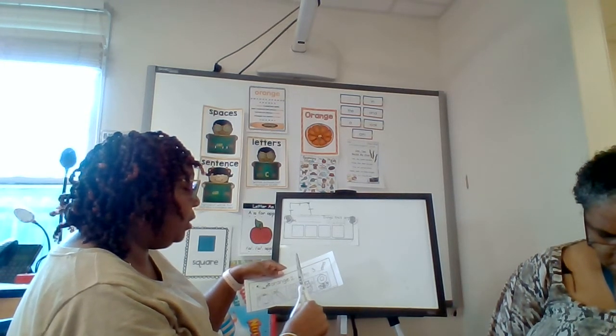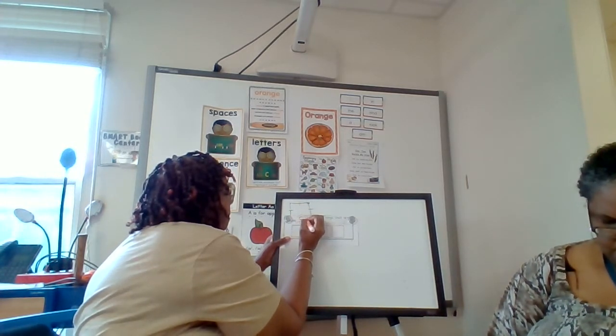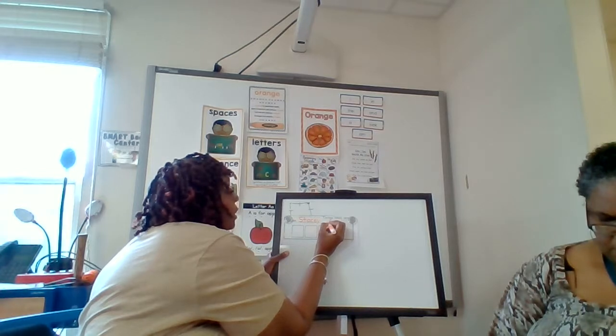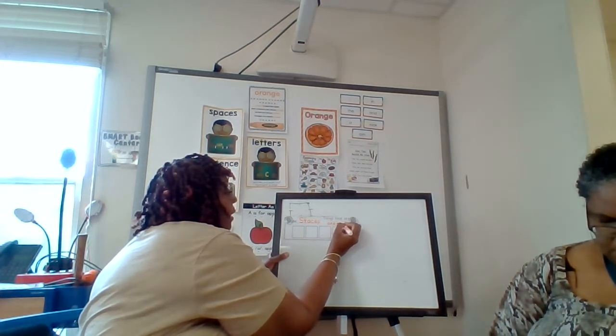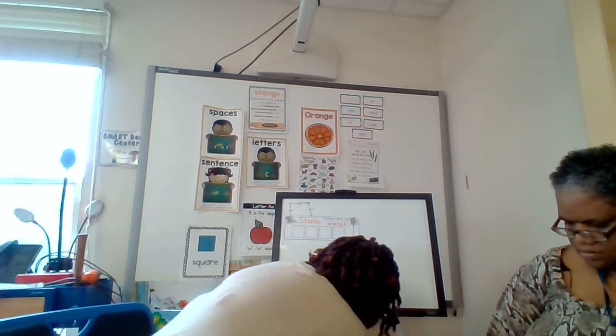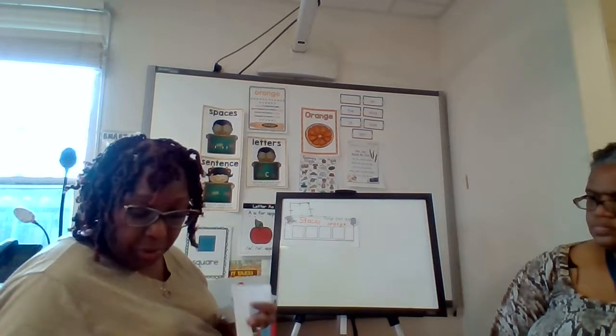Okay, so we need to look for things that are orange. First of all, we need to put our name on it. Name on the top. Things that are orange. Let's trace the word orange. Now, get your scissors and let's cut pictures across the top. We're only looking for things that are orange. I didn't color mine, but you can color yours.